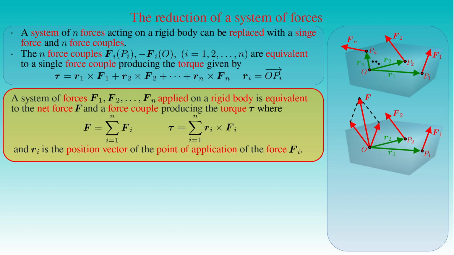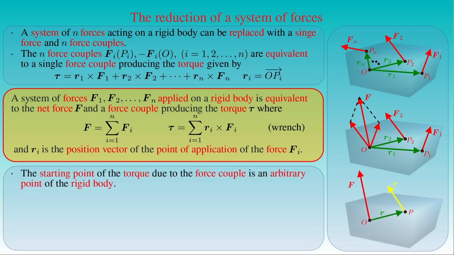We note that the resultant force F and the torque τ can be combined into a pair of vectors called a wrench, forming a six-dimensional vector used in screw theory, a mathematical formulation of forces and torques acting on rigid bodies. Then the theorem states that a system of forces acting on a rigid body can be replaced by a wrench. As already stated, the starting point of the torque vector τ due to the force couple can be at an arbitrary point of the body.